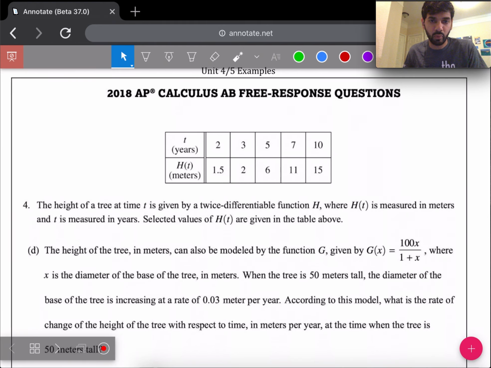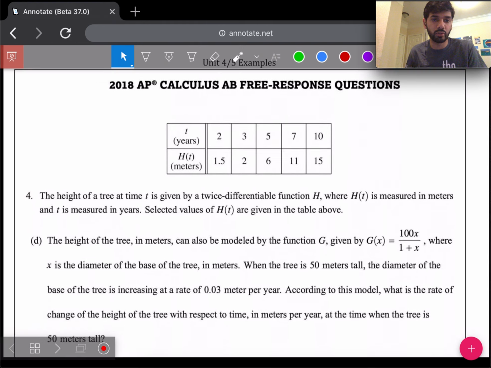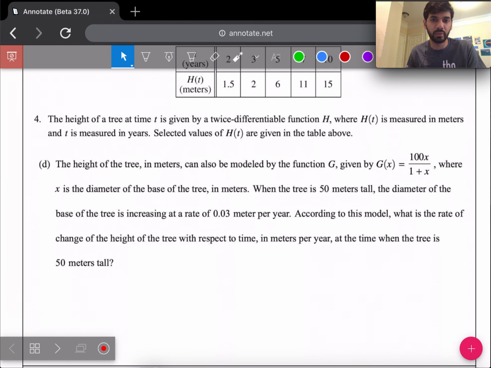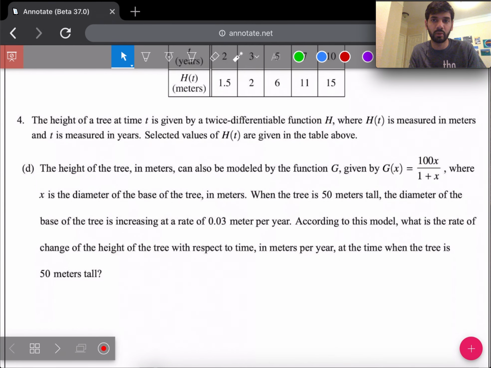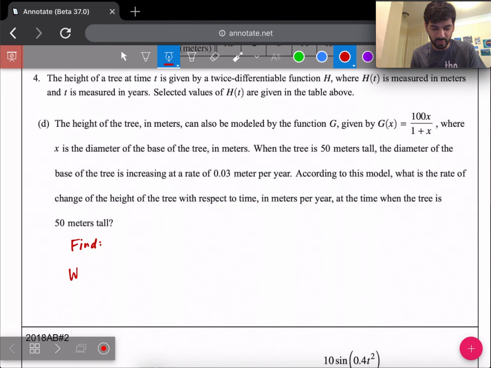Okay, so this is 4D from 2018. This is a related rates problem. The way you identify a related rates problem is if you look on your study guide for the related rates box, I've given you this setup of find, when, and given. Okay, but how do you know that you're supposed to actually use related rates, or when do you identify that a problem is asking you a related rates topic?